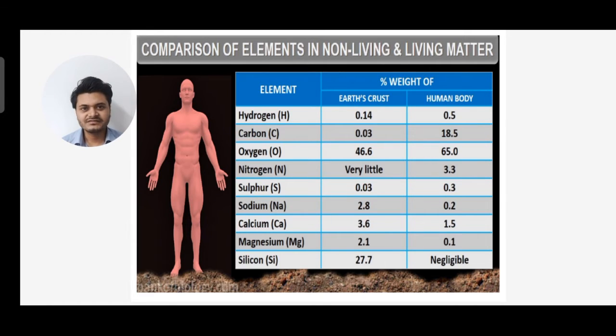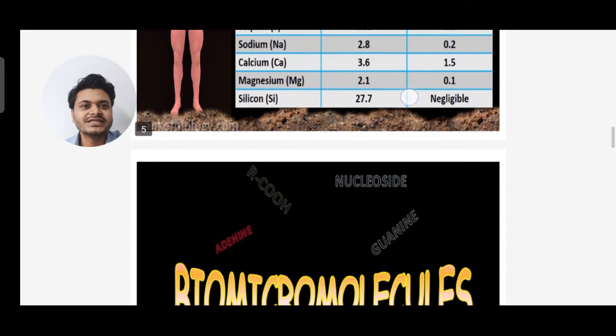All the symbols are given, and you all know the hydrogen symbol is H. You can see the different comparisons. Hydrogen in the earth's crust is 0.14, whereas in the human body it is 0.5. Silicon in the earth's crust is 27.7, whereas in the human body it is negligible. Sulfur in the earth's crust is 0.03, whereas in the human body it is 0.3. So we move to the next slide.